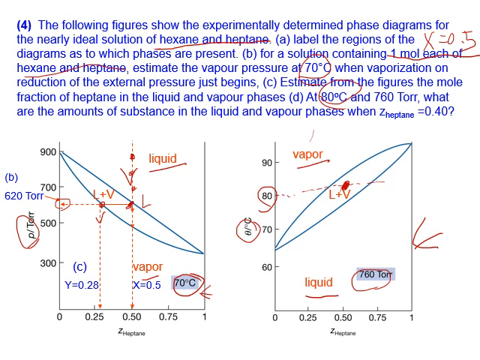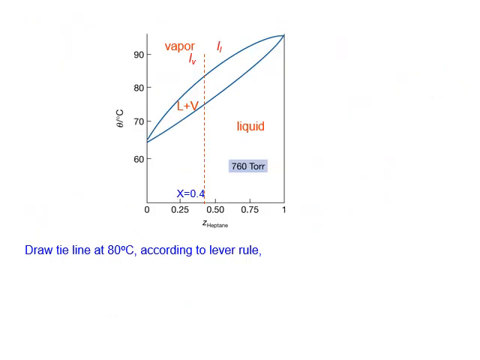It asks you how many go to the gas phase. N_L and N_V. What is N_L? What is N_V? And now we have to use the lever rule. So let's go to the next slide.